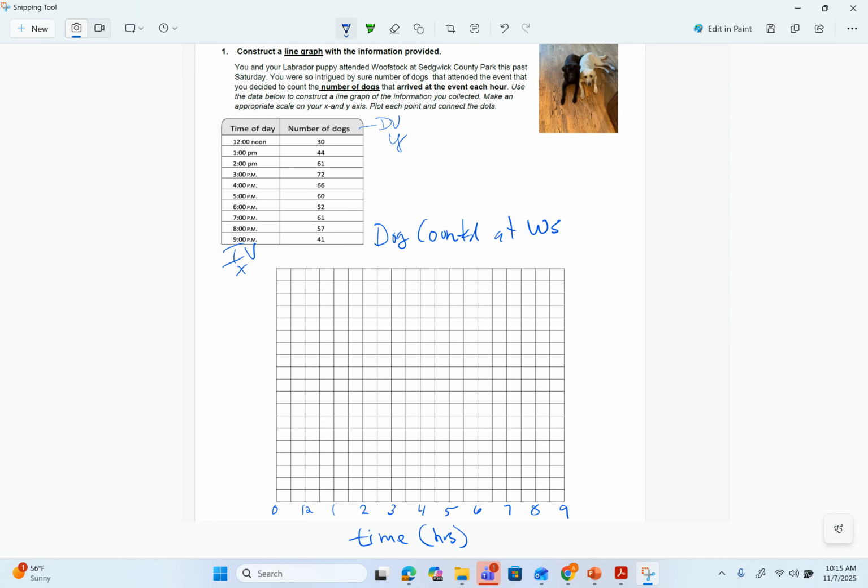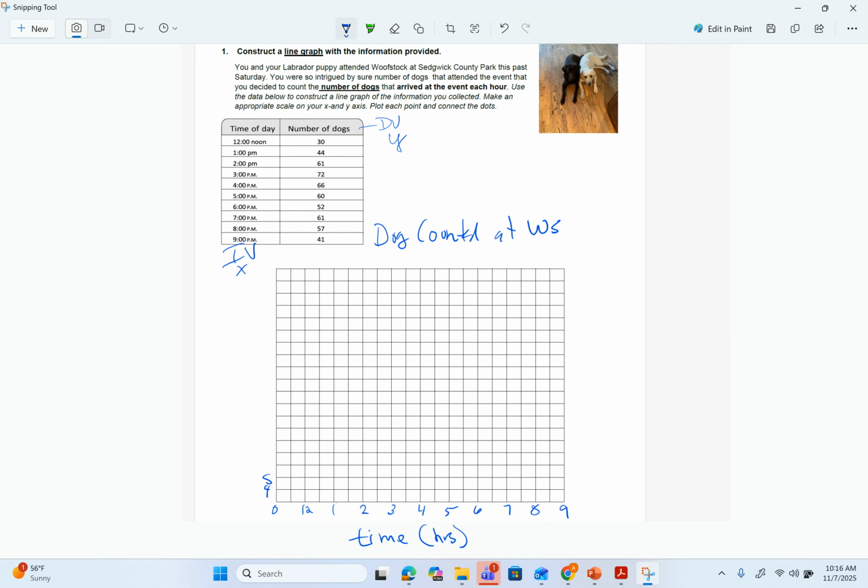My y-axis, I'm going to plot the number of dogs. So my biggest number is 72. I'm going to count how many boxes I have. 1, 2, 3, 4, 5, 6, 7, 8, 9, 10, 11, 12, 13, 14, 15, 16, 17, 18, 19. So I'm going to do 72 divided by 19, which is equal to 3.78. I'm going to round that up to 4. So each box is going to increase by the number 4.